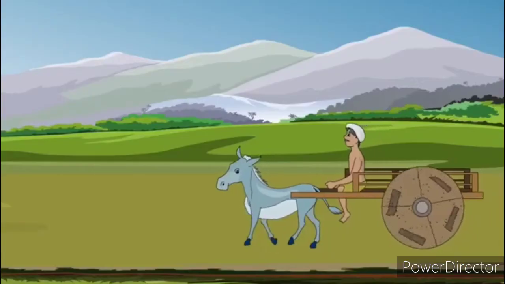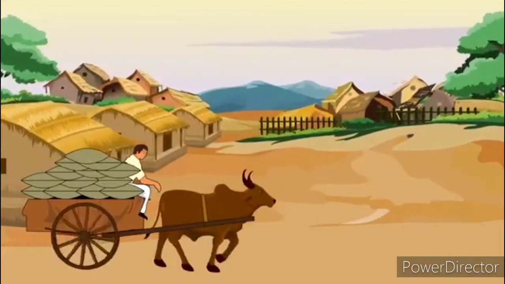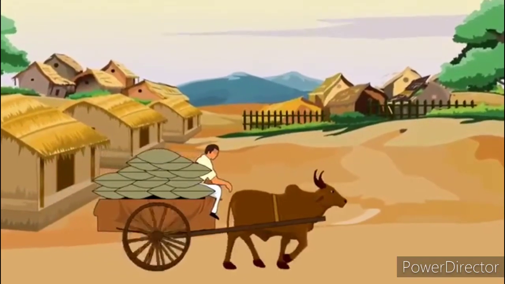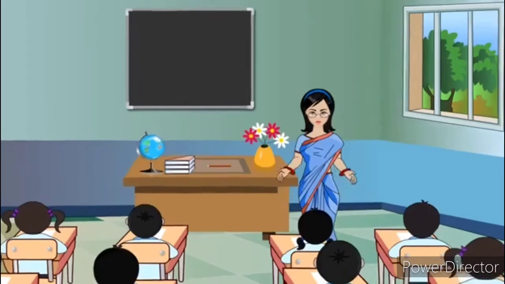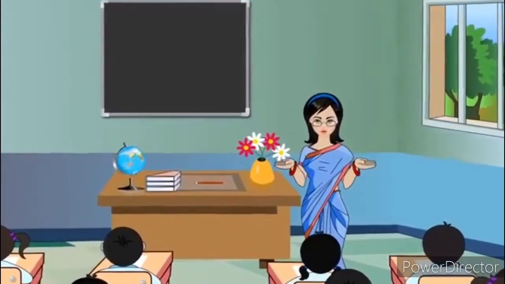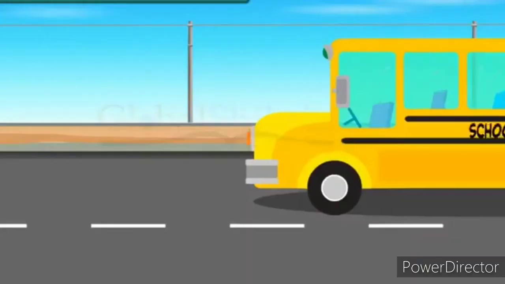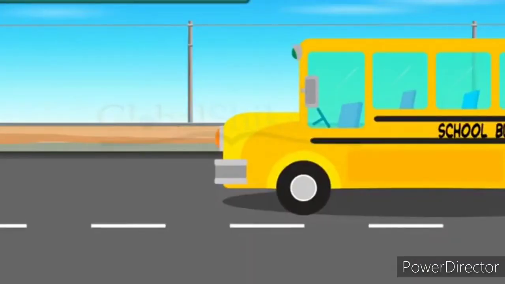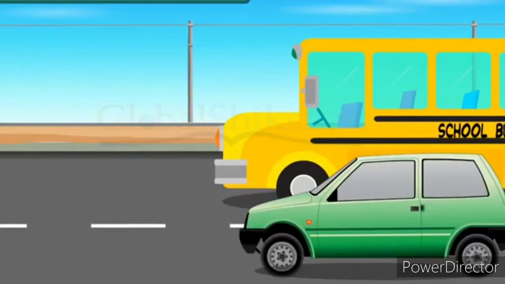Then the wheel was invented. Wheels were used in carts and carriages, pulled by animals, but these were slow and could not go far. Slowly, better means of transport came to be used. People could now travel to nearby or far away places comfortably and easily.